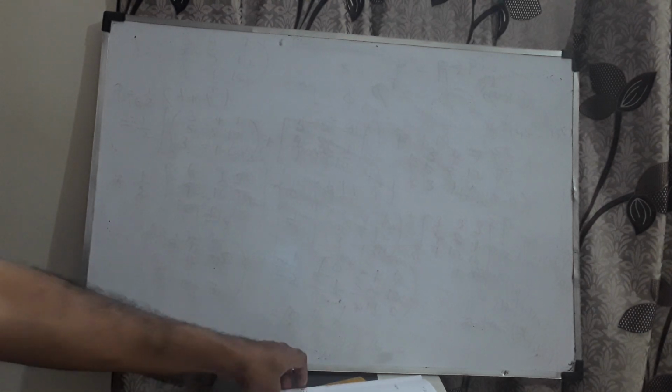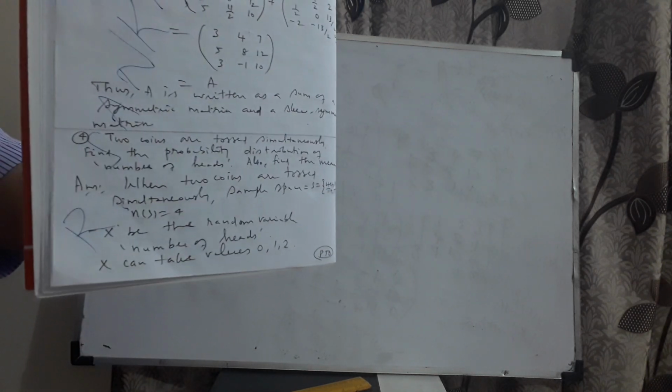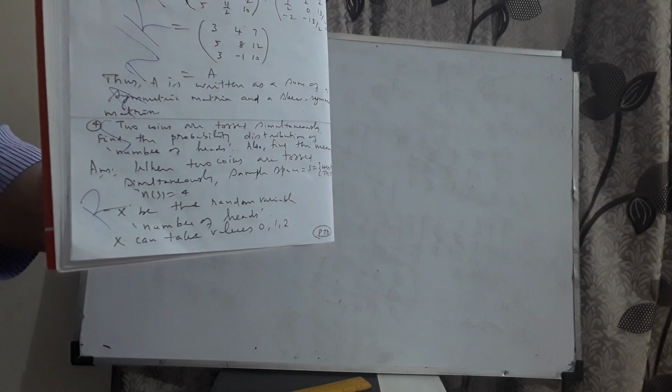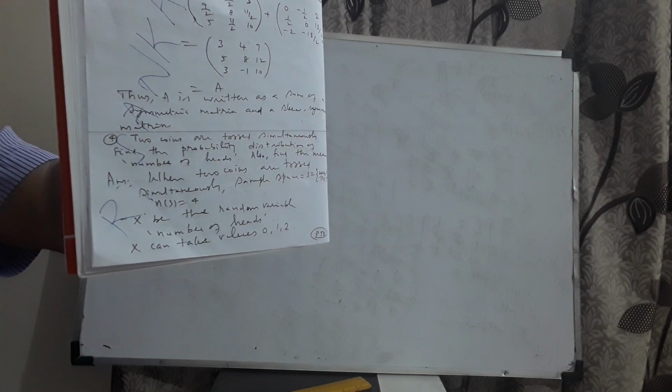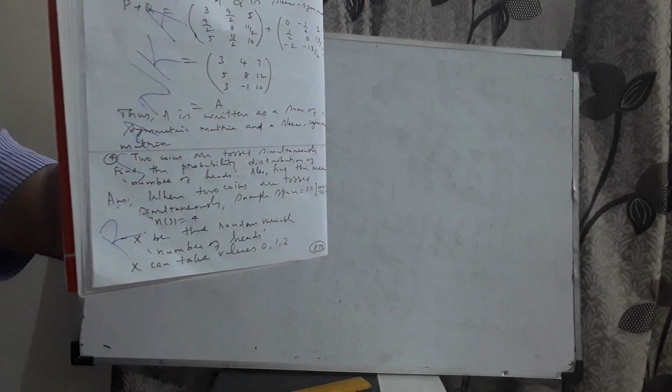Just see here. For the next problem, let me see what the next problem is. The next problem is: 2 coins are tossed simultaneously. Find the probability distribution of the number of heads. Also find the mean. This is the question, just read it. I am not going to write it on the board. I'll write only the answers on the board.